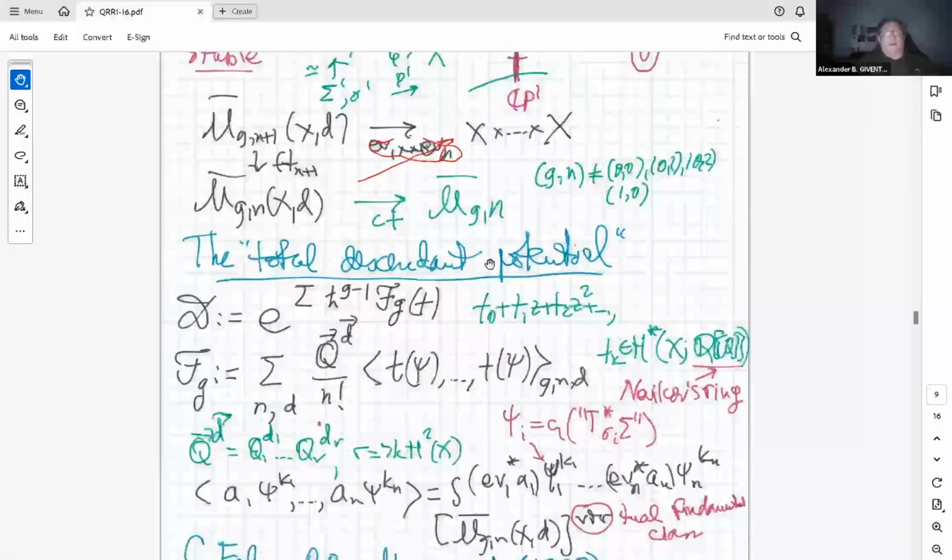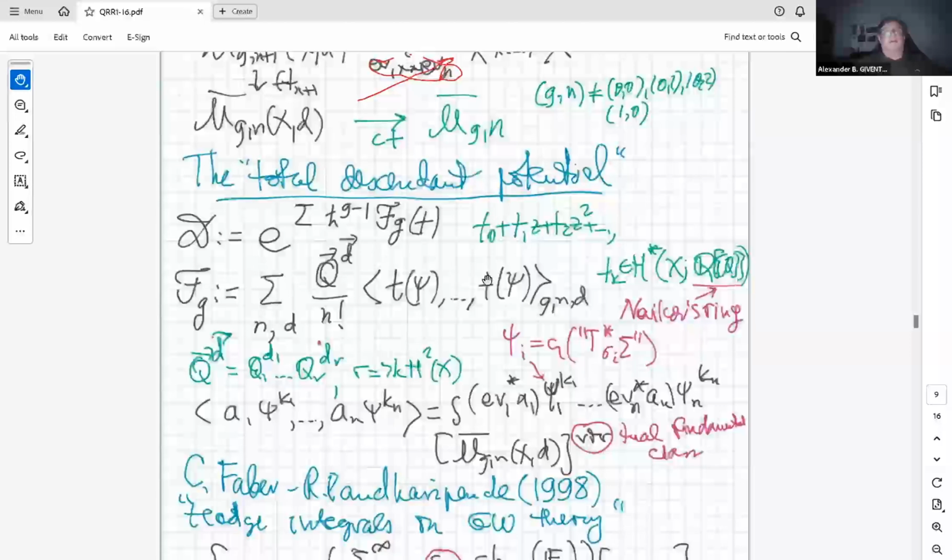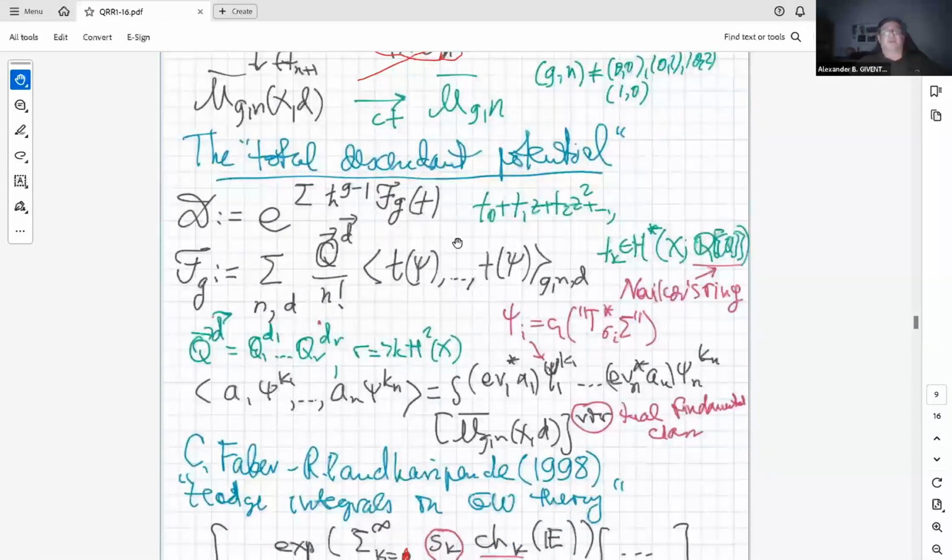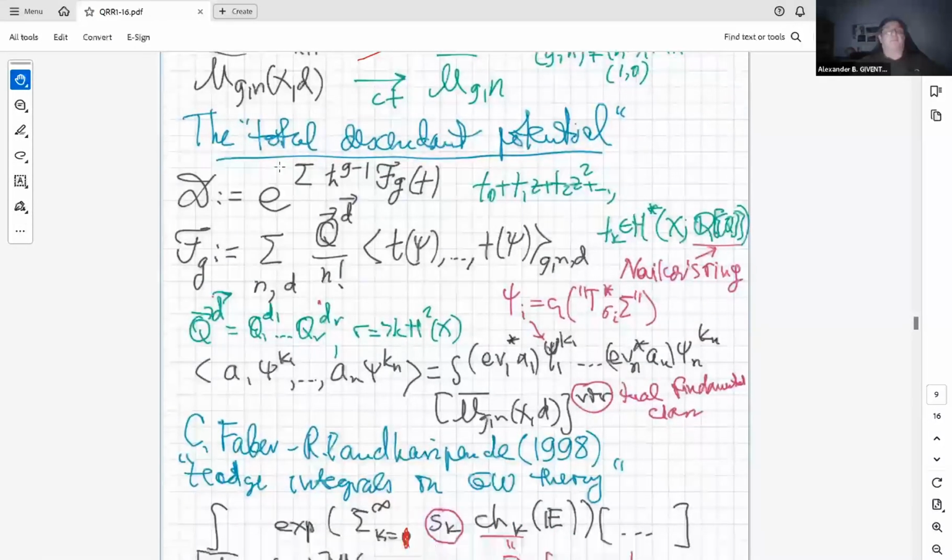So I'm going toward formulating what Faber and Pandharipande did. And so here are some notations for defining how one defines Gromov-Witten invariants and how one makes generating functions of them. Well, maybe I should start with this line, which is the correlator. So there are n a's. n is the number of mark points when I'm dealing with M_{g,n} bar (X, D).